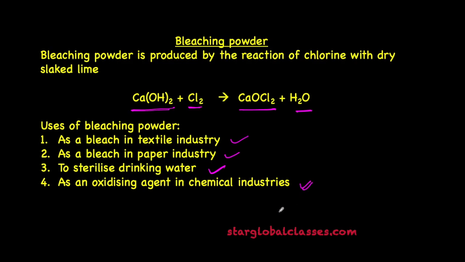So in the case of all these substances we are studying now, like bleaching powder, we need to know how it is produced and what the uses of the substance are. Bleaching powder is made by this reaction, and these are the uses. You again need to learn the uses.